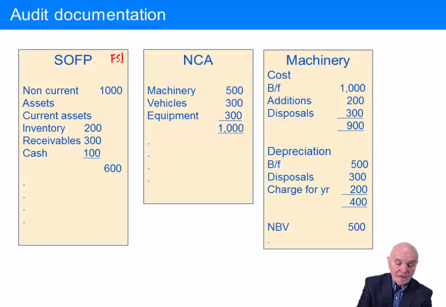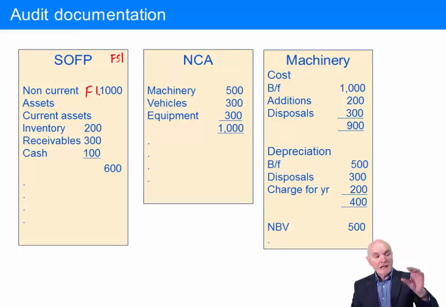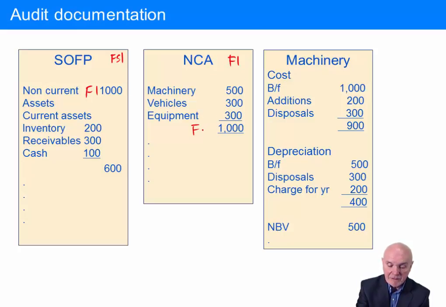So let's say that the non-current assets here is what we're going to be looking at, and I'll reference this to section F of the file, and it'll be Schedule 1 on section F of the file. And if we go through the file dividers to section F, then this is our non-current assets, this is the F1, and down here we have the 1,000 that's appearing on the statement of financial position. So we've got a kind of two-way referencing going on.